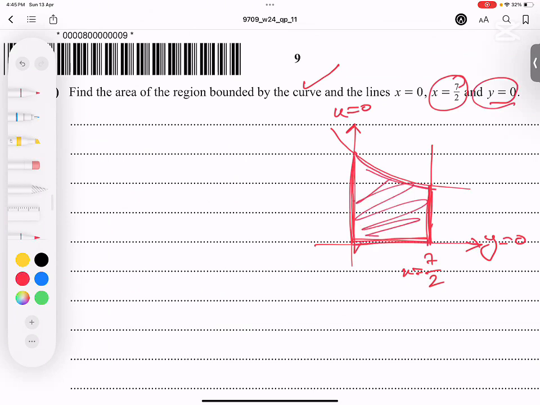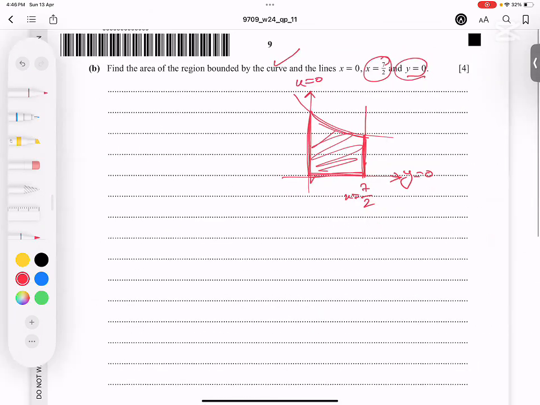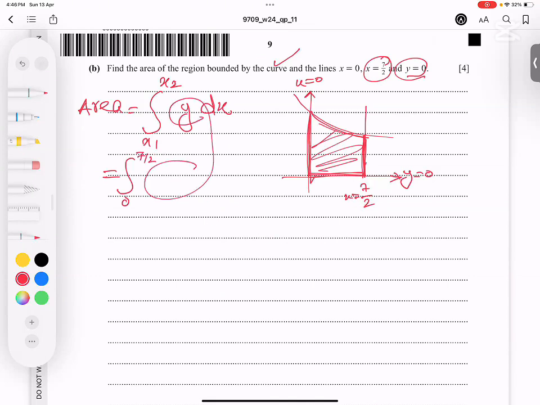So I think the point is very clear. And what is the method to do it? So I will integrate this way. So area is, and what's the basic rule? When I integrate the equation of a curve, I get the area till the x-axis. So the basic formula of area is the integral from x1 to x2 of y dx. So x1 is 0, x2 is 7 over 2. You can see from here. And here I'm going to write the y equation and dx.